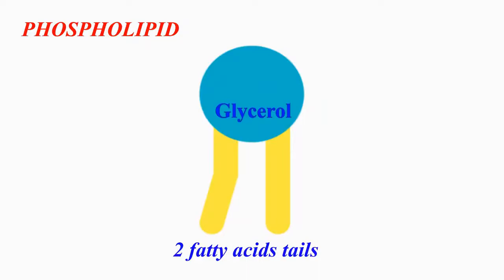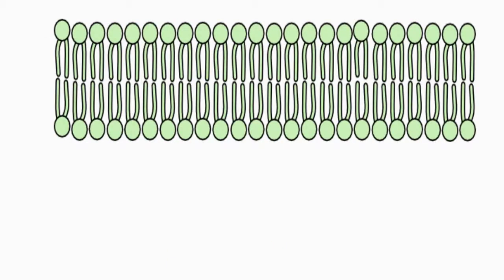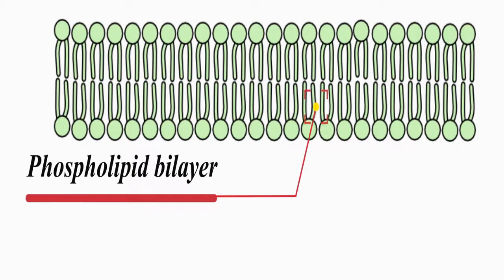A phospholipid is a lipid made of glycerol, two fatty acid tails, and a phosphate-linked head group. Biological membranes usually involve two layers of phospholipids with their tails pointing inward, an arrangement called a phospholipid bilayer.